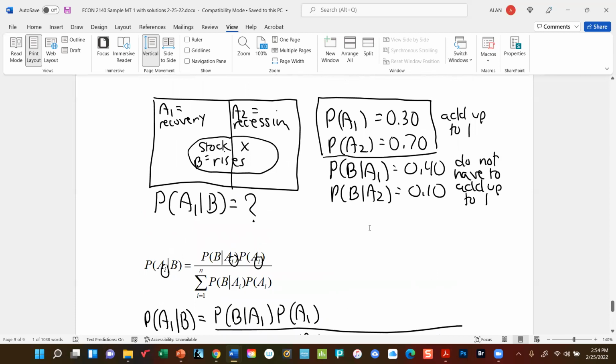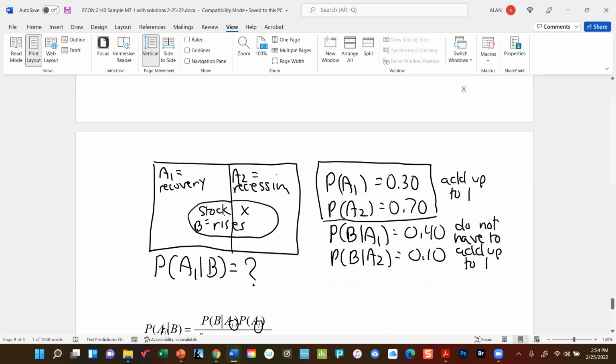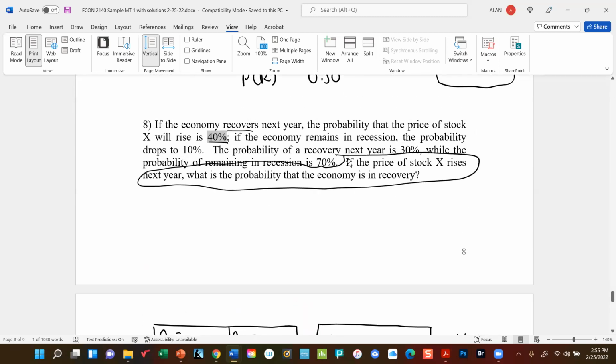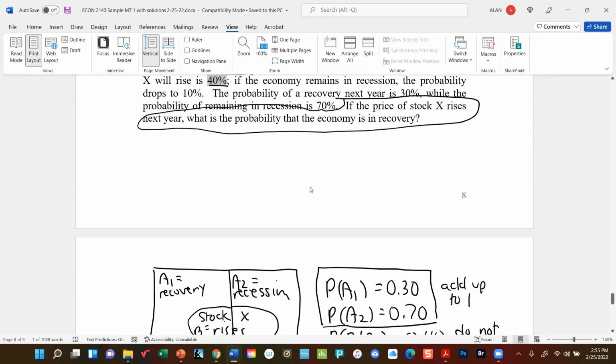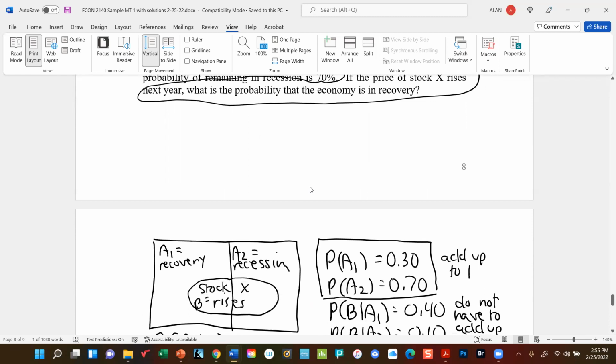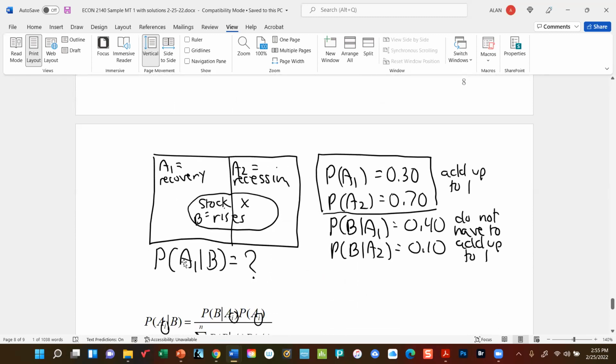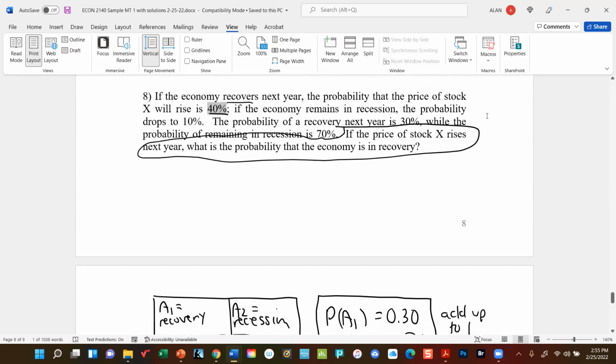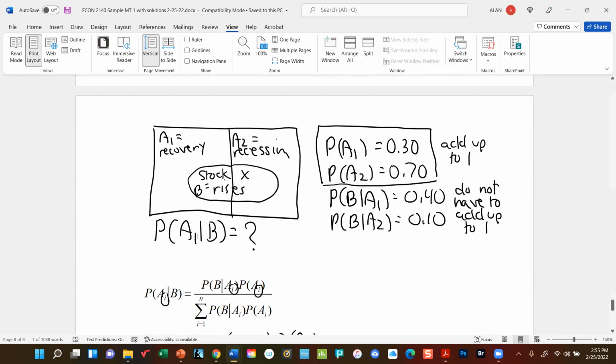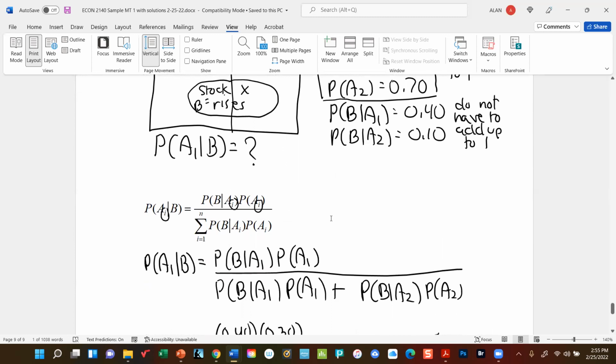Okay, once that's done, then we want to ask ourselves, what exactly are we supposed to know or figure out? If the price of X rises next year, so that's known information, what is the probability that the economy is in recovery? What that is equivalent to is saying, what is the probability of A1, a recovery, given that we observe that the stock price goes up? So that is the question that we're being asked. The probability of A1 given B. And that's where the Bayes theorem formula comes in.